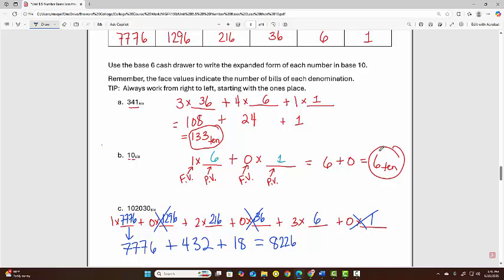8226. So remember, the number looked like it was bigger than 100,000 in base 6, but when we convert it to our number system and see what it's actually worth, it's only 8,226.